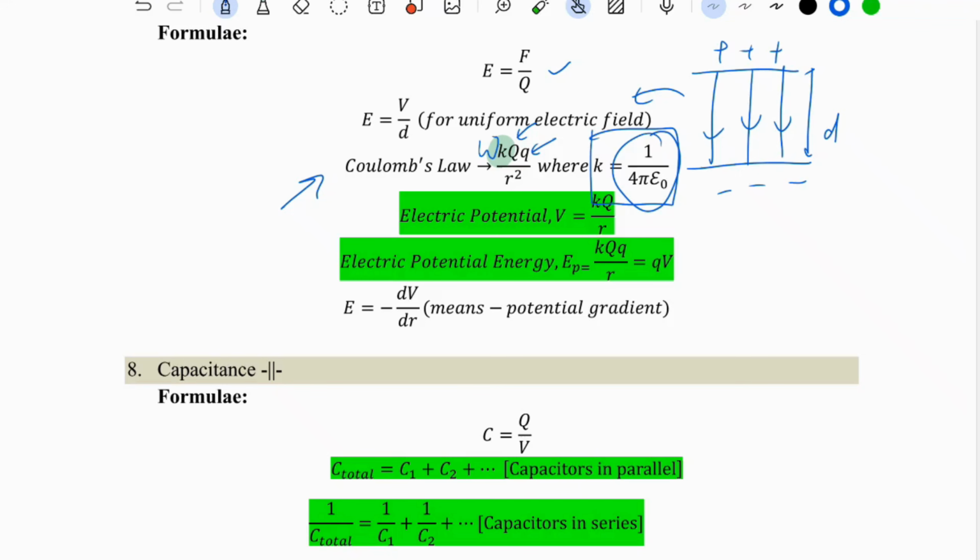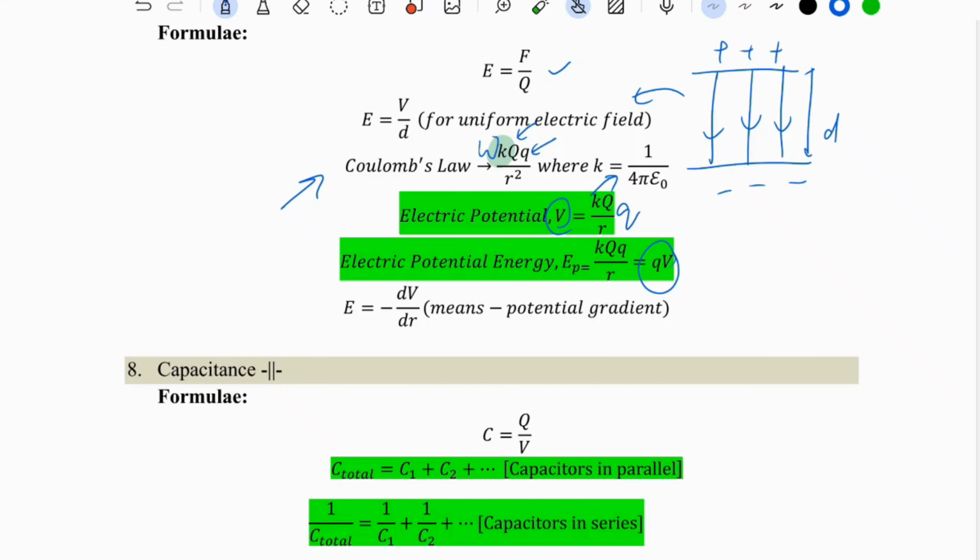Next one, we have electric potential, kQ over r. Same thing, my k is this. Q is charge, r is your radius as usual. Then we have electric potential energy, kQq over r, or you can write it as qV. Basically, this V you times by another q.